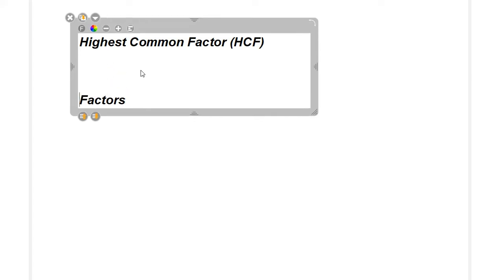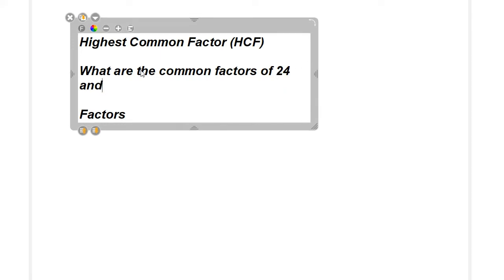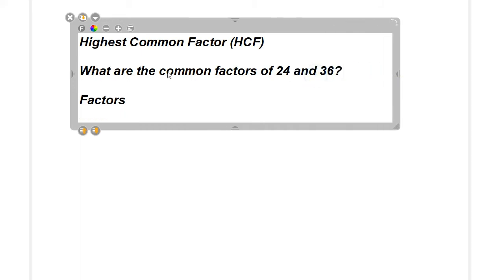So for example, we will say, what are the common factors of, let's say, 24 and 36. Do you notice that here it's saying common factors? Later we will find the highest common factor, but let's find out what the common factors are first before we find out which is the highest one.